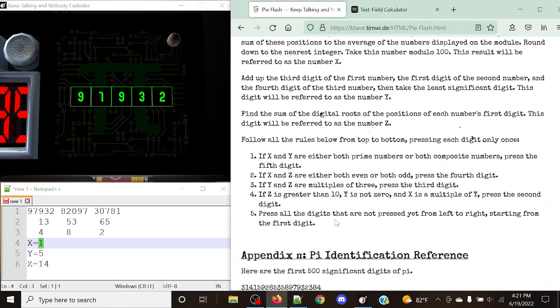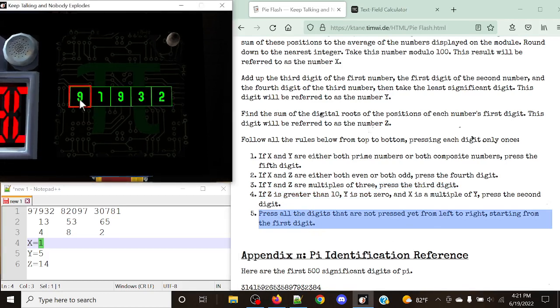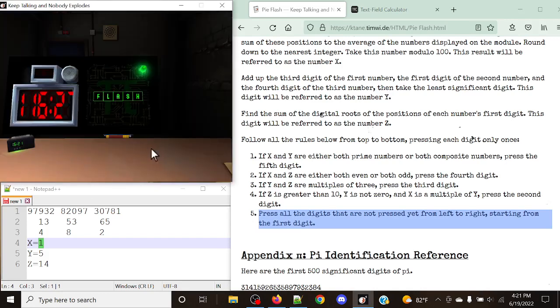So that's not true. And now simply what we're going to do is we're going to press all digits that have not been pressed yet from left to right, starting from the first digit. So in this case, it's just going to be a 1, 2, 3, 4, 5. And just like that is a solved module.